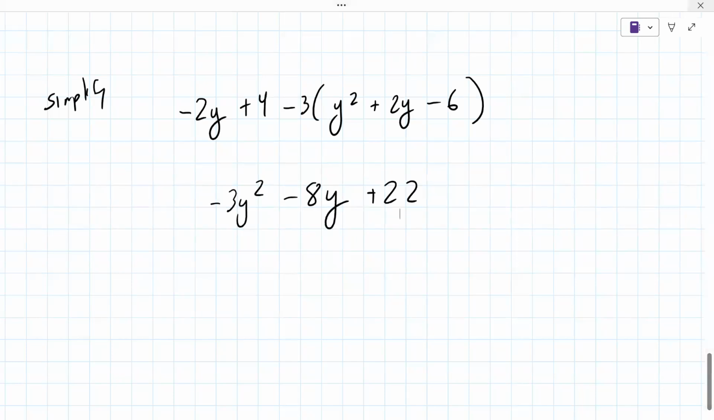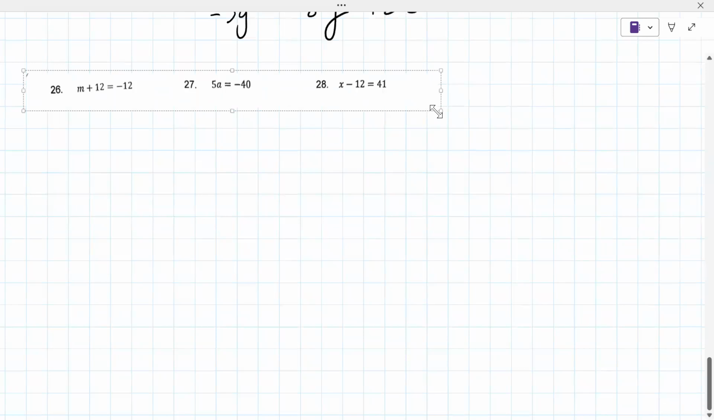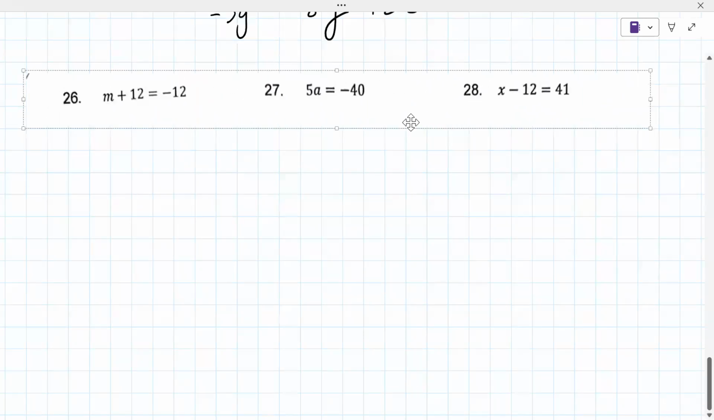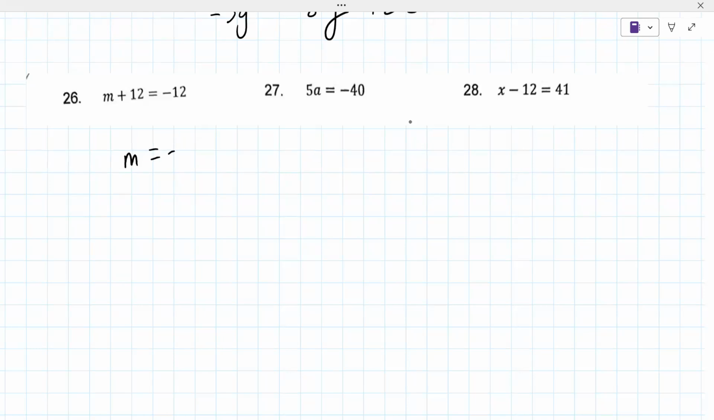Really good. Okay. We're going to get to some solving now. I'm just looking for the final answer. You don't have to do any work or anything. Just give me the answer for each one. For 26, it's negative 24. So you have to say the variable, W or M, in this case, M equals negative 24. In 27's case, A equals negative 8.